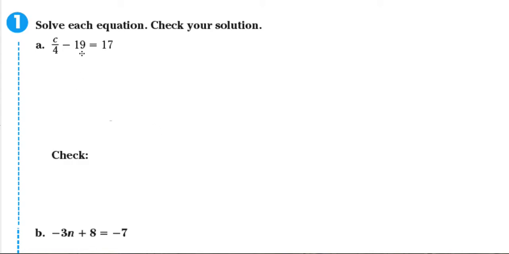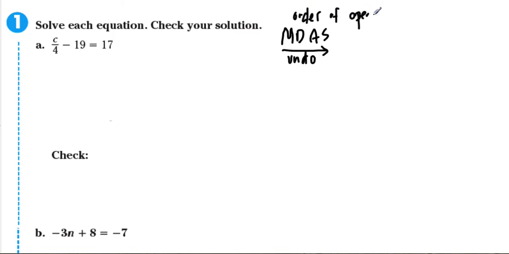C over 4 minus 19 equals 17. Okay, so we want to solve for the variable in this case. And if you notice, our order of operations goes multiplication, division, before addition or subtraction, and we do that from left to right. And this is the order of operations.